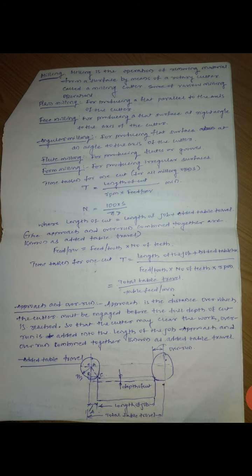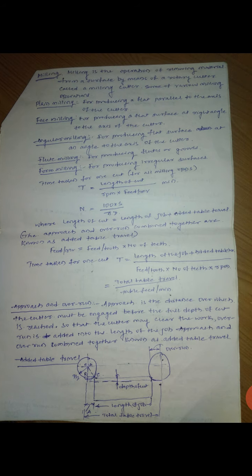Some of the various milling operations: plane milling for producing a flat surface parallel to the axis of the cutter, face milling for producing a flat surface at a right angle to the axis of the cutter, angular milling for producing a flat surface inclined to the axis of the cutter, form milling for producing the flutes or grooves, and profile milling for producing irregular surfaces.